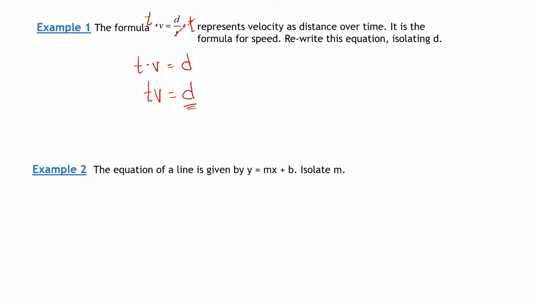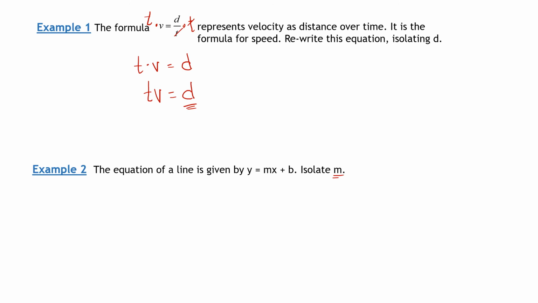Okay, example 2. This equation is the equation of a line. We need to isolate M. So here's my M. I want to keep that. I want this gone, this gone, this gone. So I have an order that I have to follow for what I'm going to get rid of first.